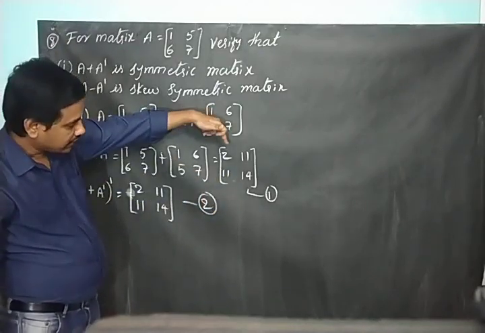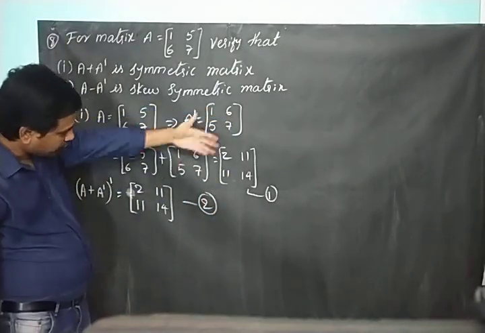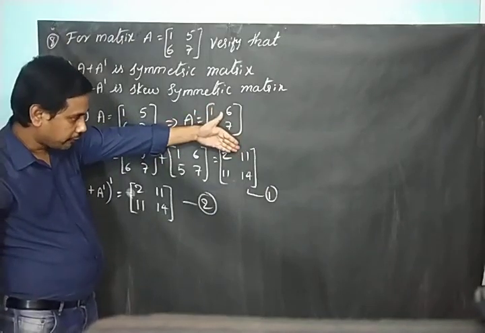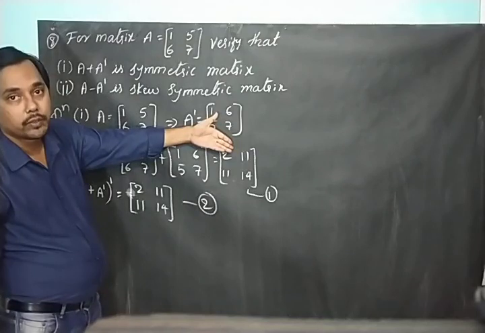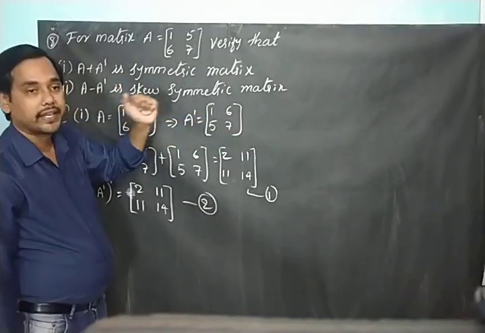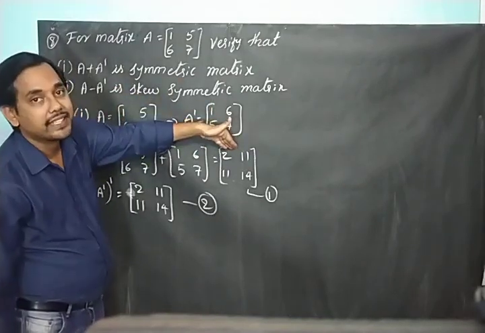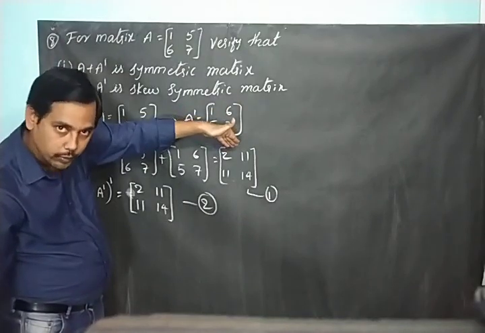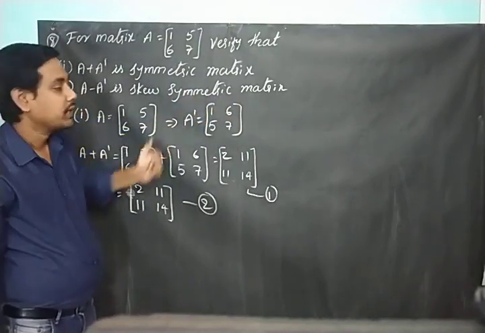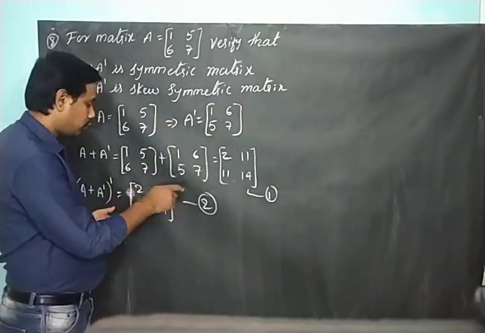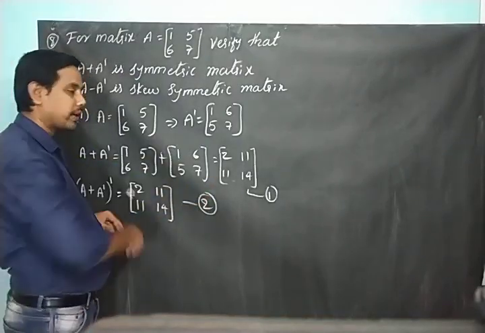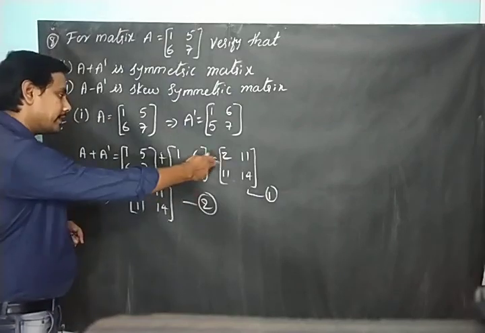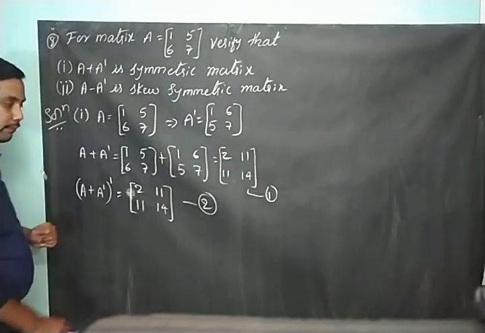Then we can say that this particular matrix is a symmetric matrix. Why? Because the transpose of this matrix is equal to the same matrix. If you take the transpose of this matrix, you will get the same matrix. When is this possible? When this matrix is symmetric. You can see the first row 2, 11, 2, 11, second row 11, 14, 11, 14. So 1 and 2 are equal, so I can say that this is a symmetric matrix.